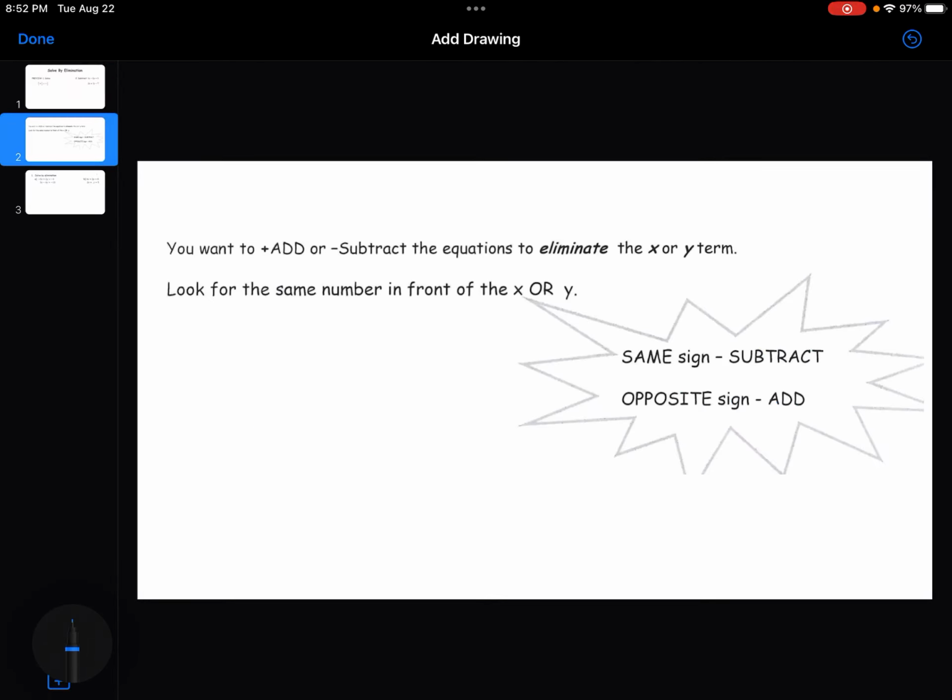So when we're working through elimination, we're either going to add or subtract the equations to eliminate one of our variables. We're looking for the same number either in front of the x or the y, and then depending if it's the same sign, we're going to subtract, or if it's opposite signs, we're going to add them. That's how we're going to eliminate our values.